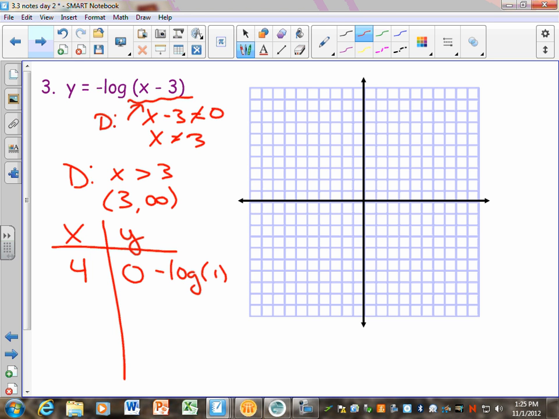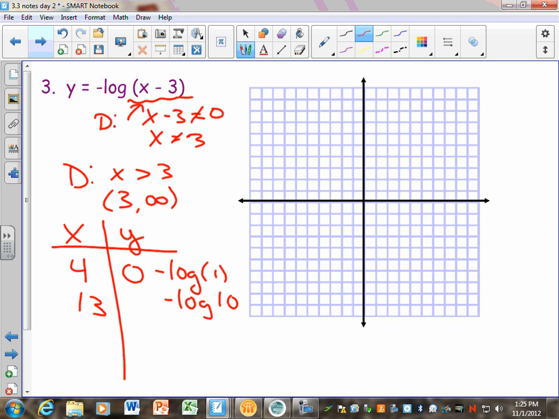Sean says 13. What happens if I plug 13 in there? You get 13 minus 3, which is 10. Just like that first one, we were picking powers of 2. You want to pick things that give you nice numbers if you didn't have a calculator, which obviously you do. You don't have to do this, but I just wanted to show you that.